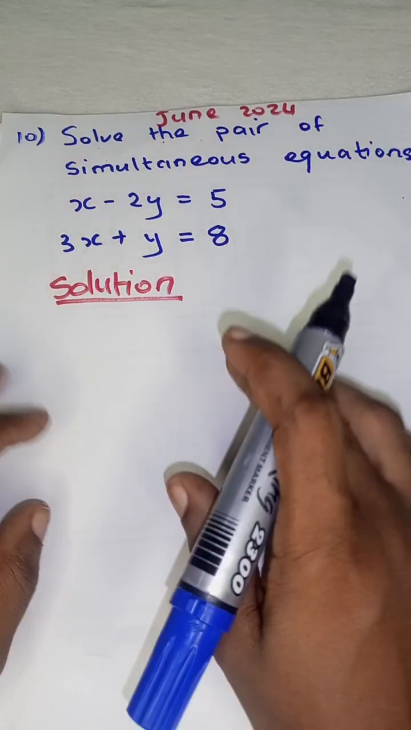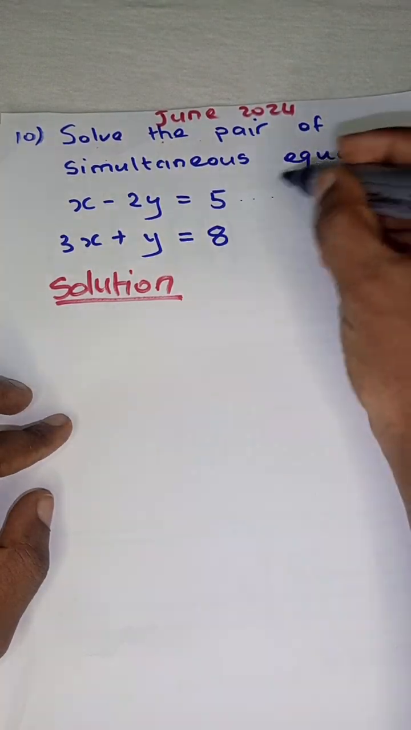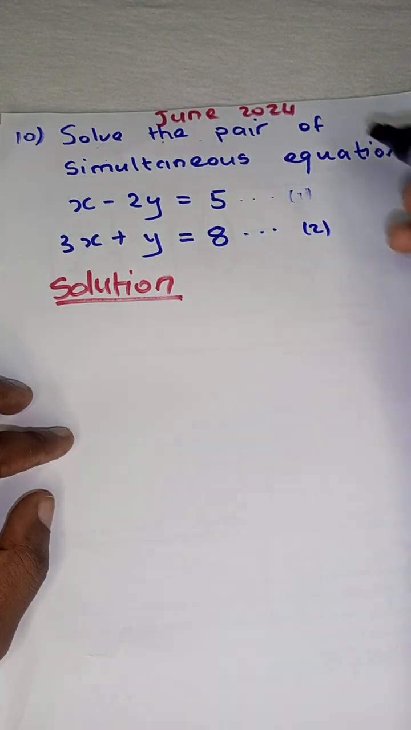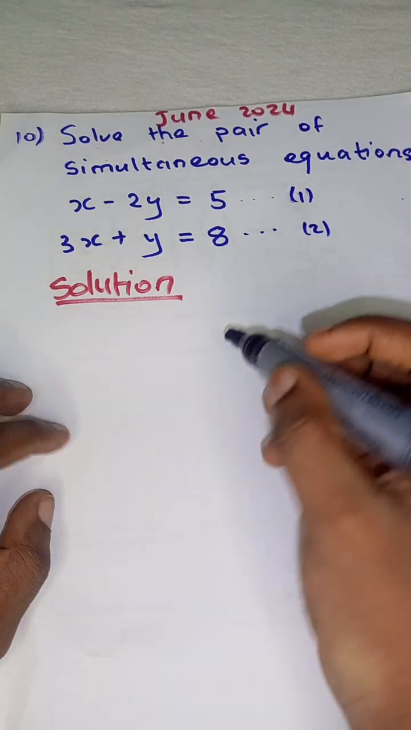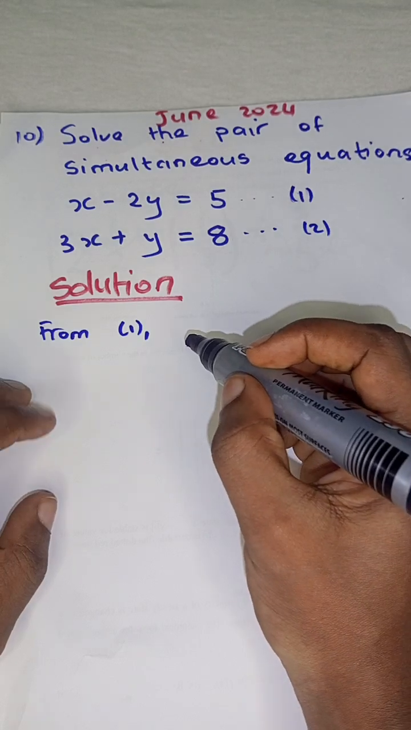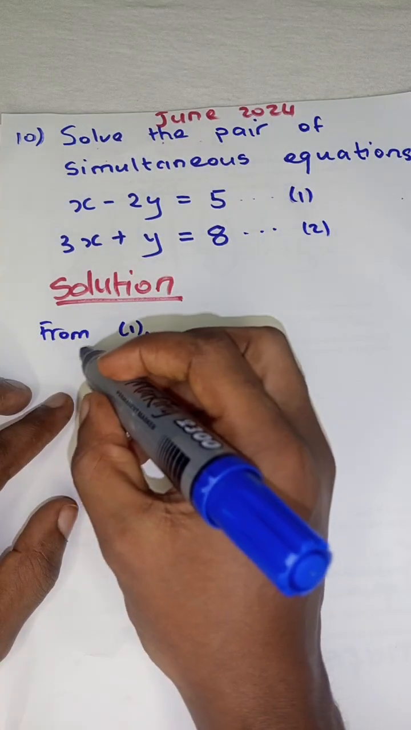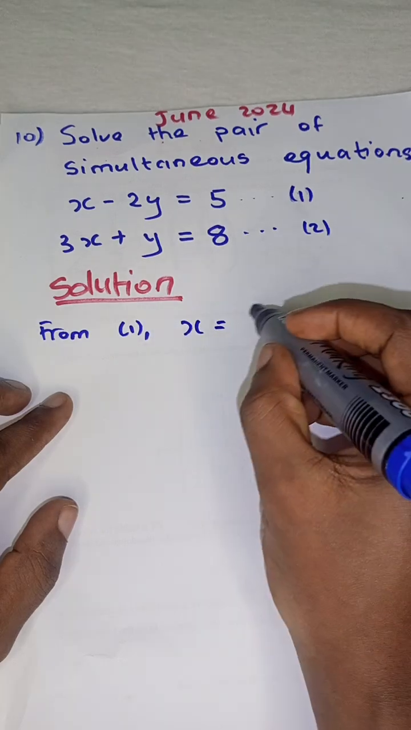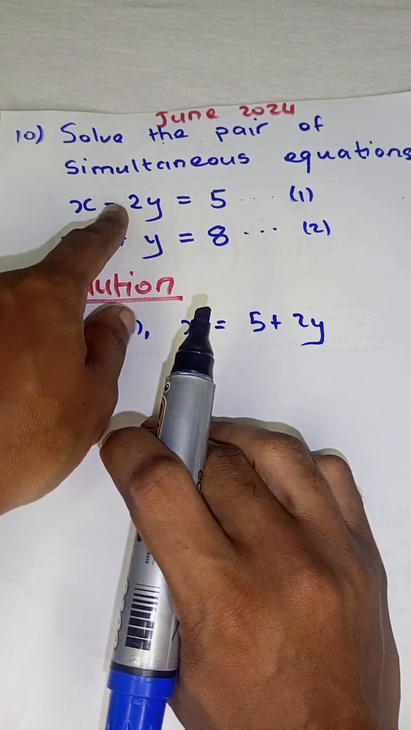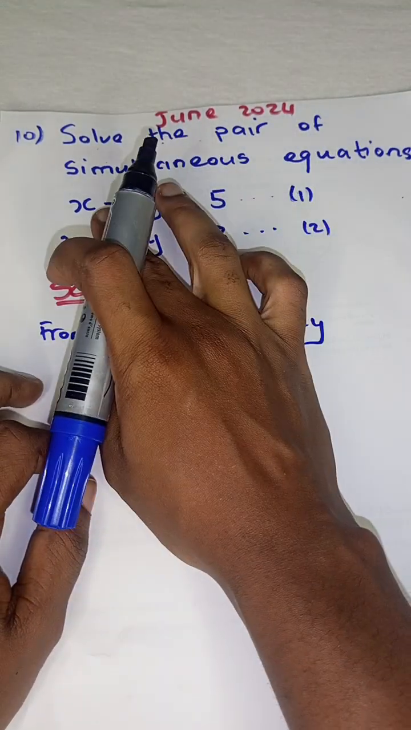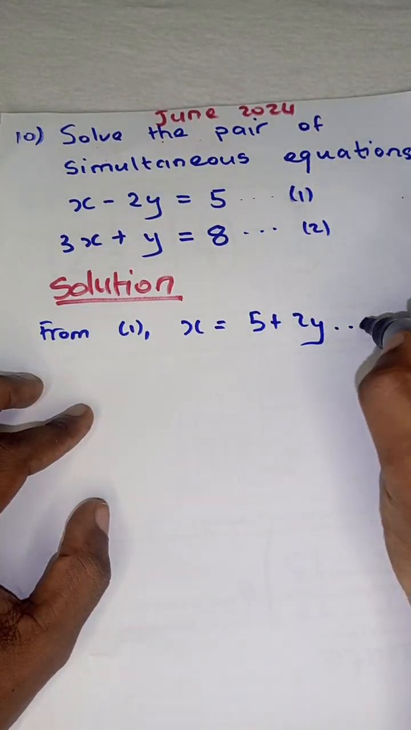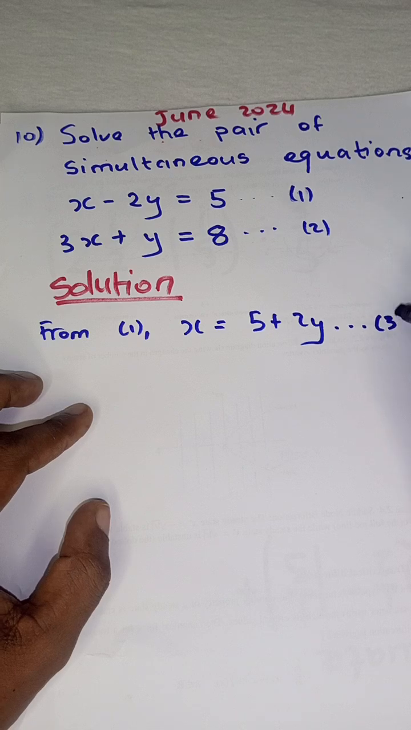Going by the substitution method, we first have to label our equations, equation 1 and equation 2, because we'll be referring to them as we go along. From equation 1, we are going to make x the subject of the formula. From equation 1, we are going to have x equal to 5 plus 2y. That is, we've taken the negative 2y to the right hand side, and when negative crosses the equal sign, it becomes a positive. So let's call this equation 3.